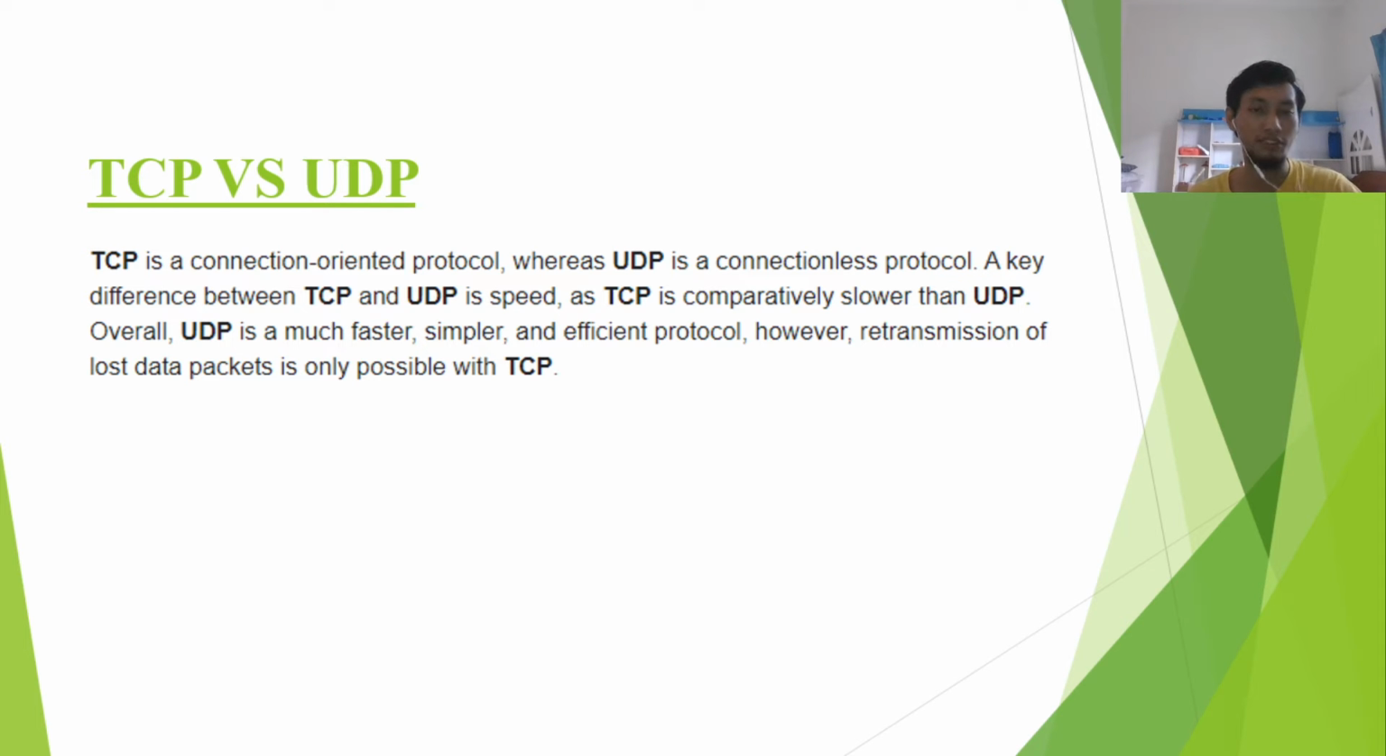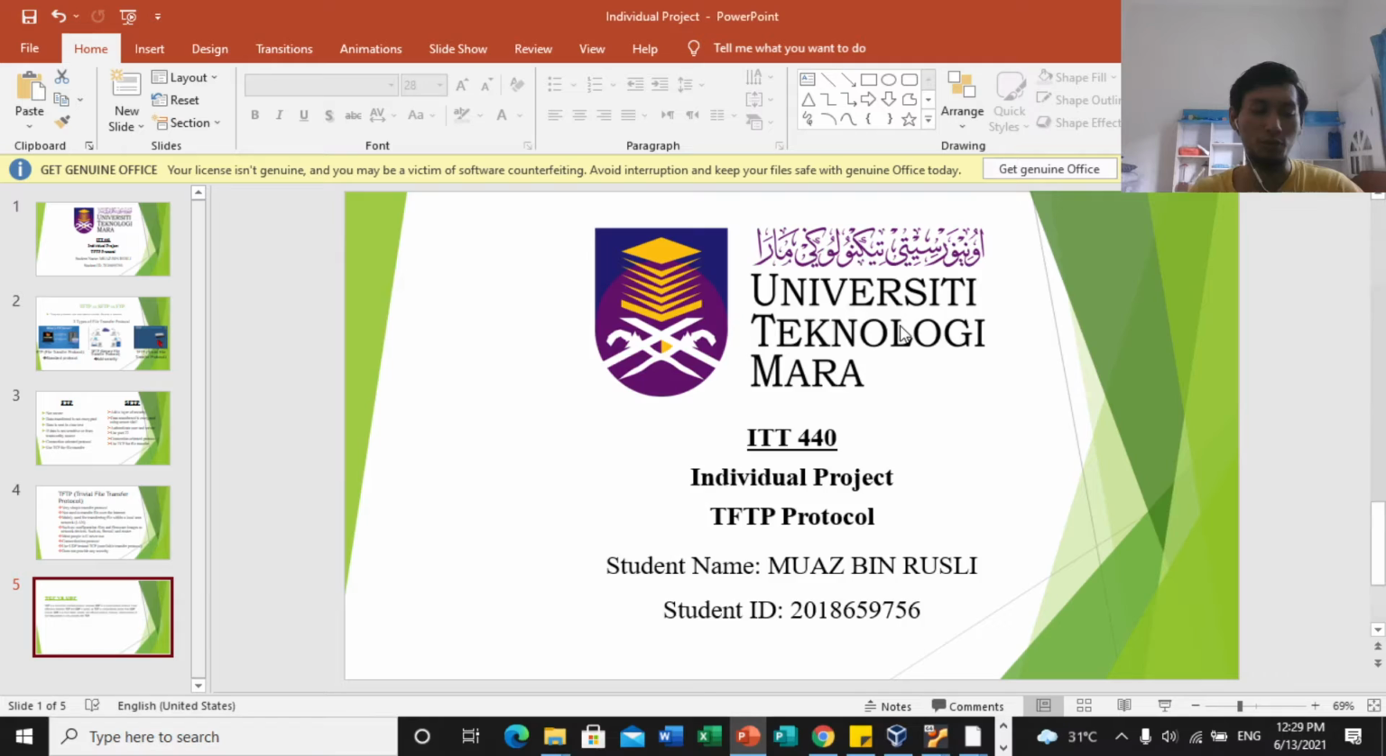UDP is a much faster, simpler, more efficient protocol, but the drawback is that it cannot retransmit data if any packet is lost. If we want to send configuration files over the network using TFTP and the file somehow loses packets, it cannot retransmit the data. That is the drawback with TFTP. But it is faster, simpler and more efficient than FTP and SFTP. So that is why I am using TFTP.